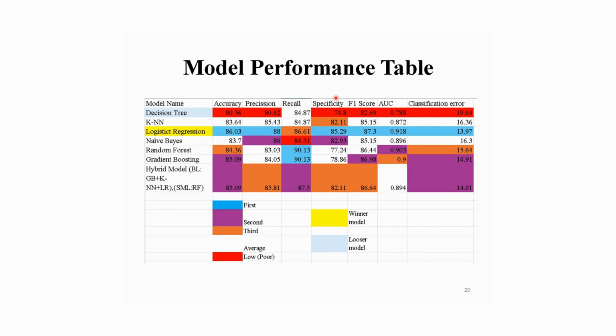It is a model performance table. We totally built 7 models. Of the 7 models, 6 are individual models and the last one is the hybrid model. Among all models, the logistic regression model gives the best performance compared to the others, and decision tree is the worst. Here the hybrid model gives a moderate or decent performance.